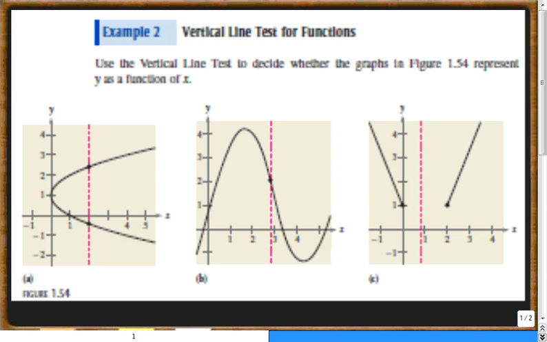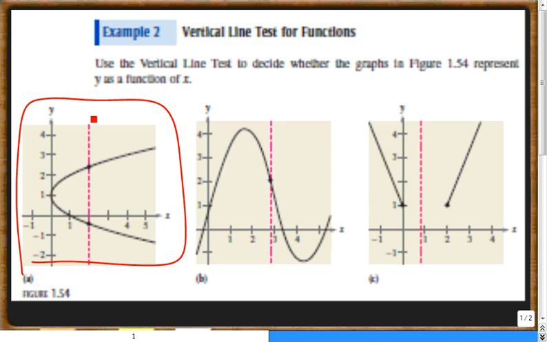Okay, so now we are asked to apply the vertical line test. It says use the vertical line test to decide whether the graphs in this figure represent y as a function of x. Well, if we look at our first graph here, we got a sleepy parabola.